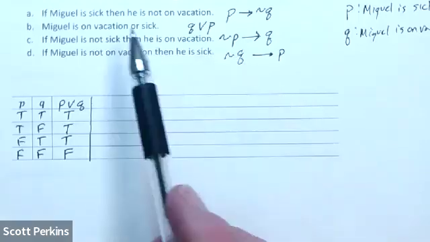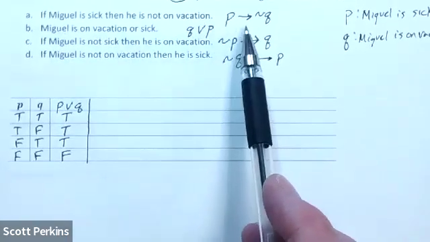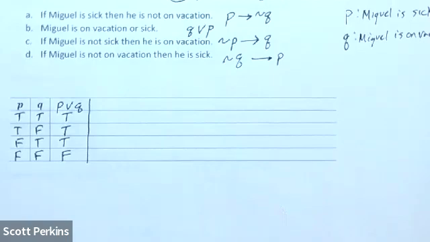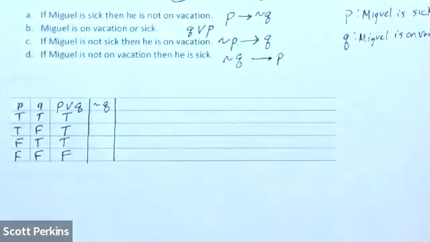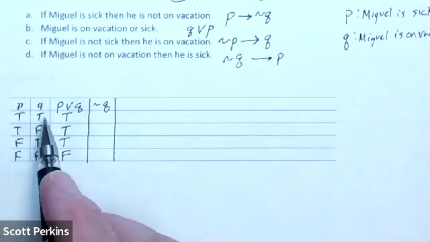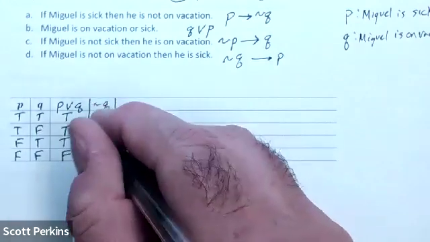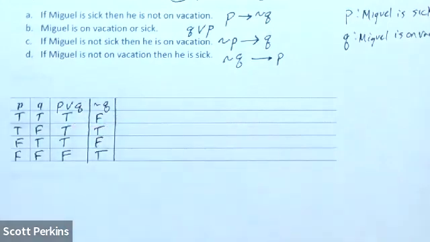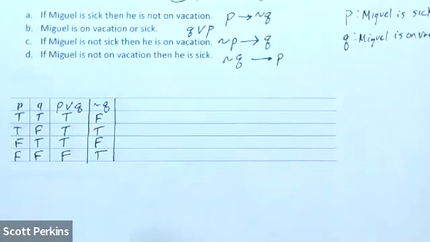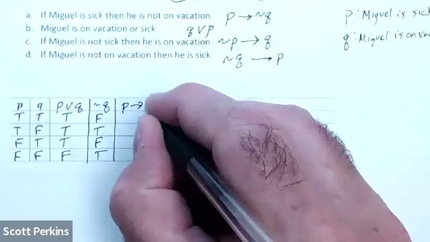All right, so my next statement A is if P, then not Q. So what I'm going to do next is I'm going to have a squiggly Q column because I need that negation. And you remember a negation just changes the value. So Q is true, false, true, false. So the negation is false, true, false, true. So if P, then squiggly Q.